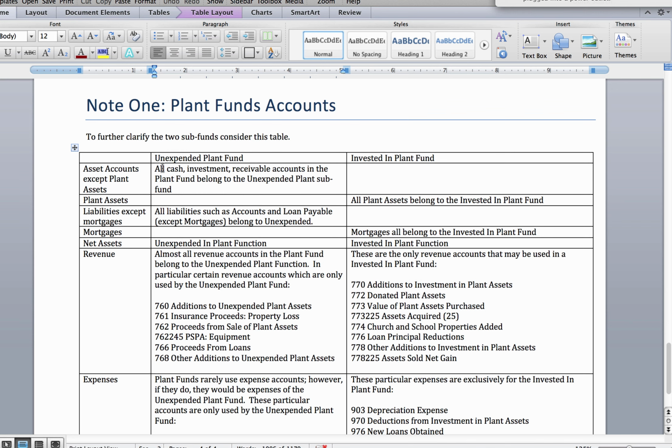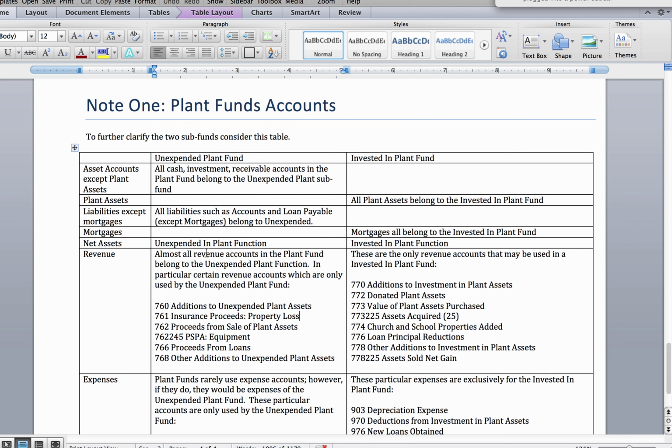Let me spend just a minute with it to help you work through it. Normally, all cash and investments and receivable accounts belong to the unexpended plant subfund. You would never see them in the invested in plant fund. All fixed asset accounts belong to the invested in plant fund. All short-term liabilities, in fact all liabilities except for mortgages, belong to the unexpended plant fund, and all of your mortgages belong to the invested in plant fund.